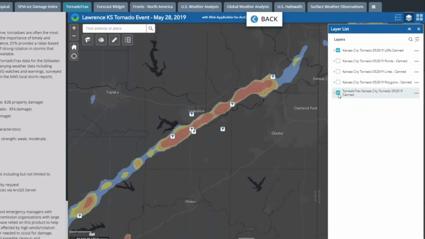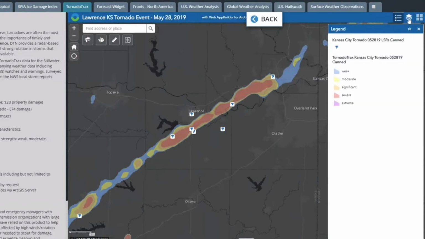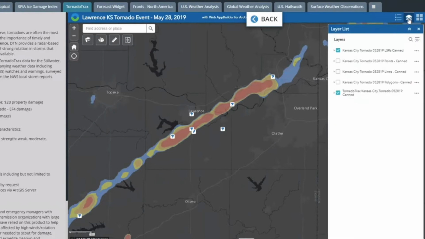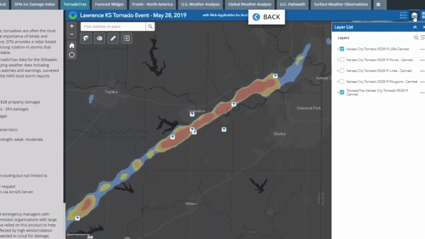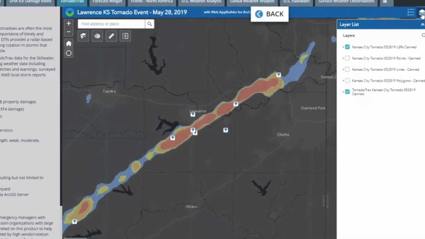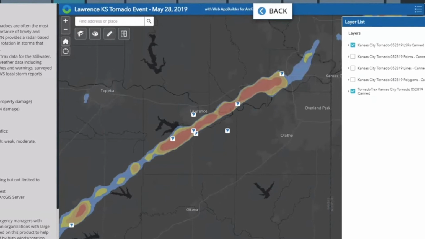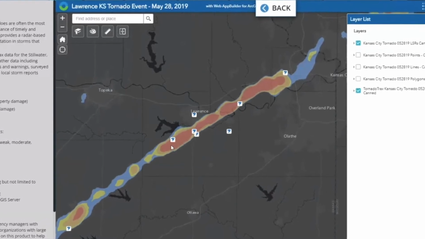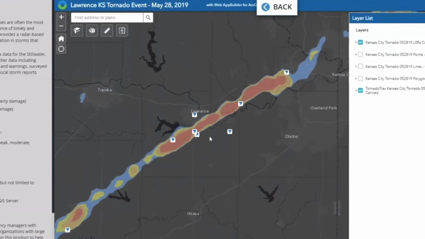TornadoTrax provides a swath that clearly depicts where a tornado has been, where the strongest rotation was. The radar can't necessarily tell you where a tornado has been on the ground or if there's a tornado on the ground. It can just tell you about how strong it's rotating. But the stronger the rotation, the more likely there could be a tornado on the ground. And when you couple it with the tornado reports from the Weather Service that are called in by storm spotters, you can get a really good idea of where that storm track would have been.